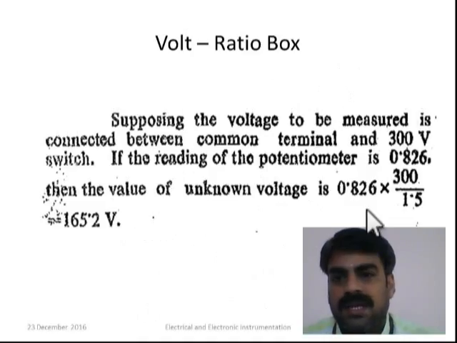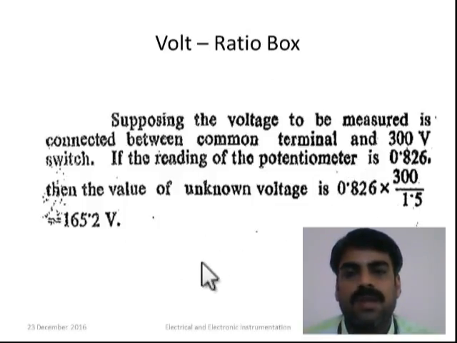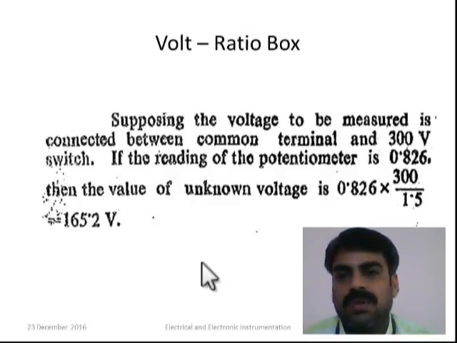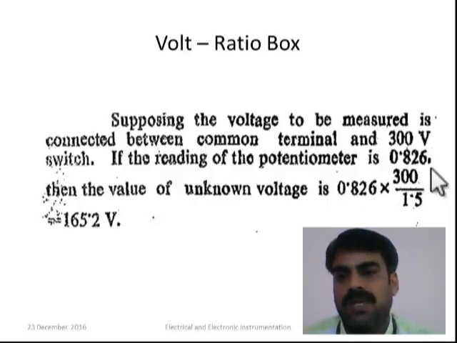Now let us take a simple example. Suppose the voltage to be measured is connected between the common terminal and 300 volt. If the reading of the potentiometer is 0.826, then what is the actual input we have connected, that is, the unknown voltage? It's a very simple calculation. For 300 volt, from the potentiometer we can read 1.5 volt. If the potentiometer reads 0.826 volt, then how much is the actual input voltage? It is 165.25 volt.